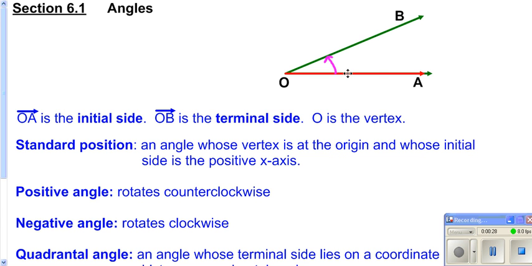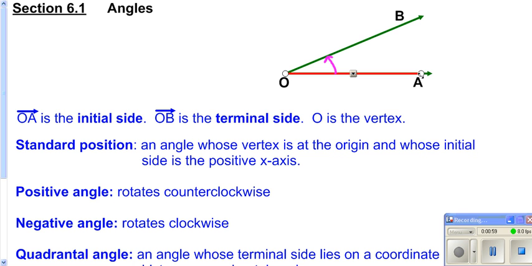Your angle always starts at your initial side and rotates, you see the arrow there, towards your terminal side. Our angle that we have here is in standard position. An angle in standard position has its initial side on the positive x-axis, which we do have here if we would put our angle on our xy axis.